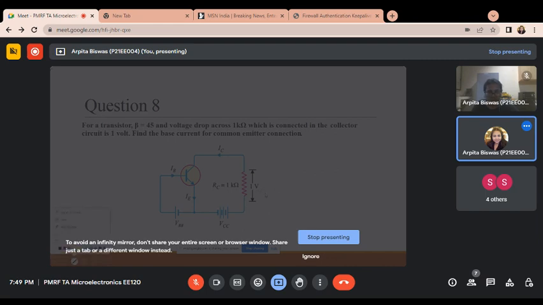At first you have to find out the current passing through this. So IC is equal to simply 1 voltage by 1 kilo ohm. So what is the value of it? 1 milliamp.